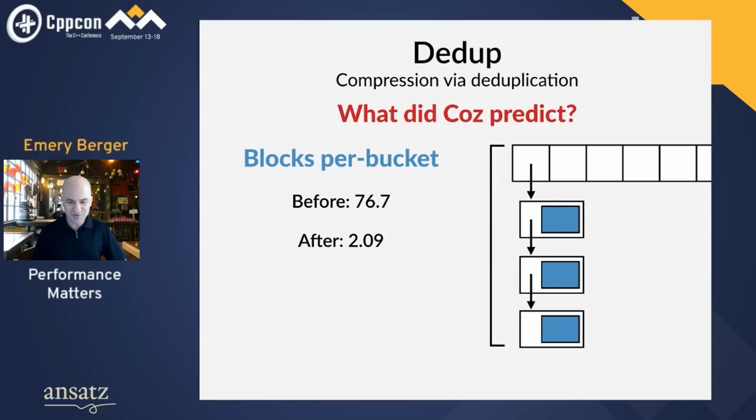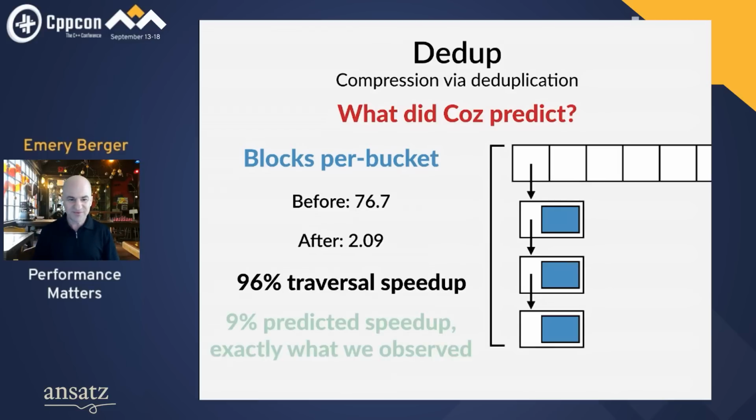So an average of 2 instead of 76. This is a 96% traversal speed up. When you look at that graph, which I'm not going to show, this gives you a 9% predicted speed up, which is exactly what we observe.